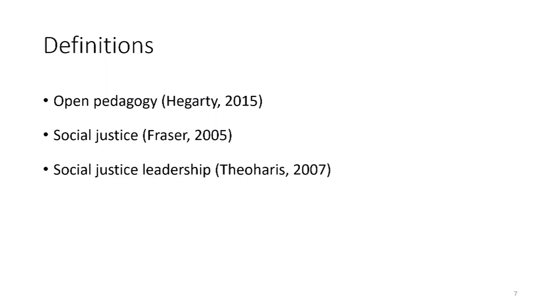I'm using Nancy Fraser's definition of social justice, which is parity of participation. She states there can be economic, political, and cultural social injustices, and remedies can be affirmative or transformative. And I'm using a definition of social justice leadership provided by Theo Harris, which is that it is a leadership approach that makes issues of race, class, gender, disability, sexual orientation, and other historically and currently marginalizing conditions central to the advocacy, leadership practice, and vision.